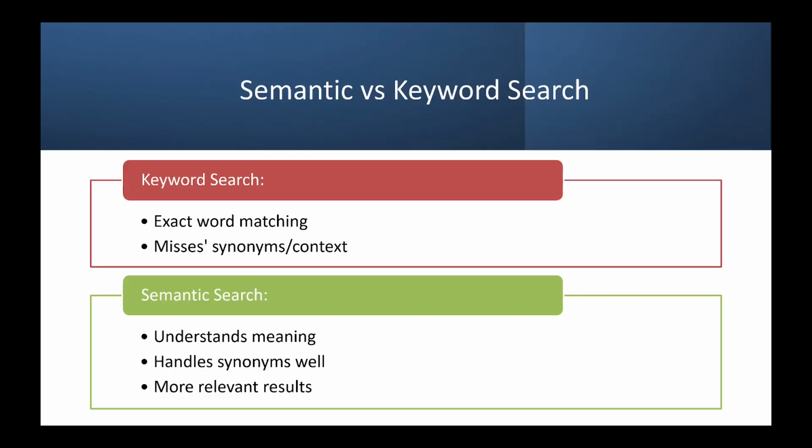So basically, keyword search needs the search engine to exactly match the word, missing synonyms or context. In keyword search, we cannot pass a synonym, it won't understand. It needs to match exactly, like in IMDb, right? But in the case of semantic search, it understands the meaning and handles synonyms well, so you'll see the more relevant results, as I showed previously in the initial phase of the video.